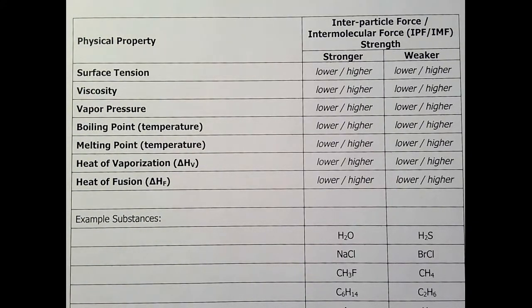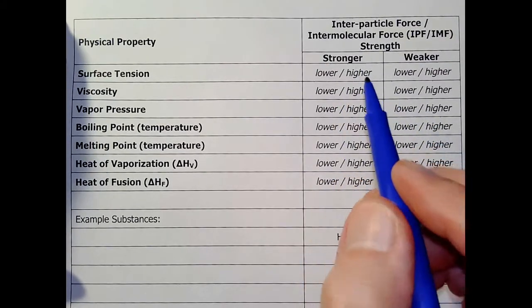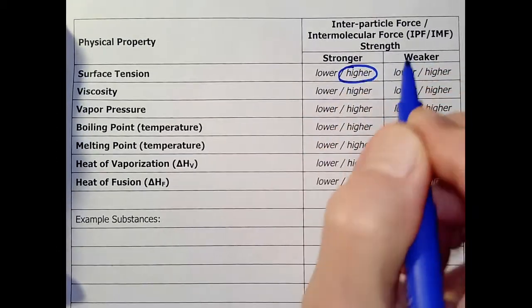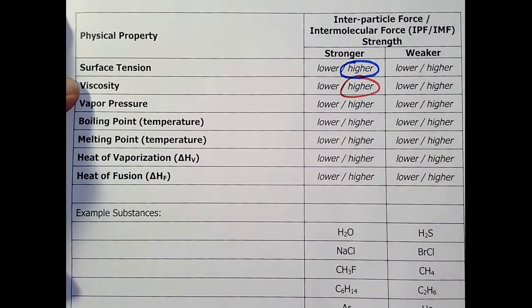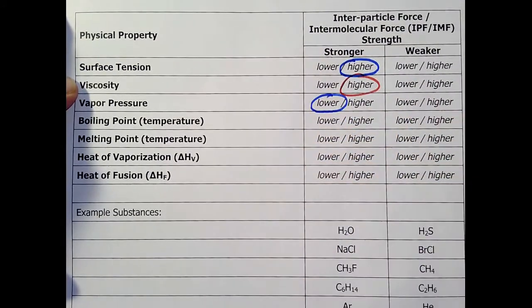Okay, so we can say when the intermolecular forces, interparticle forces, are relatively stronger, surface tension is higher. Viscosity, we didn't really talk about, but it's higher. Vapor pressure, now think about it. It's harder to separate the particles. It's harder for the particles to escape into the gas phase. Well, wait a minute. That means if the intermolecular forces are stronger, vapor pressure is going to be lower.